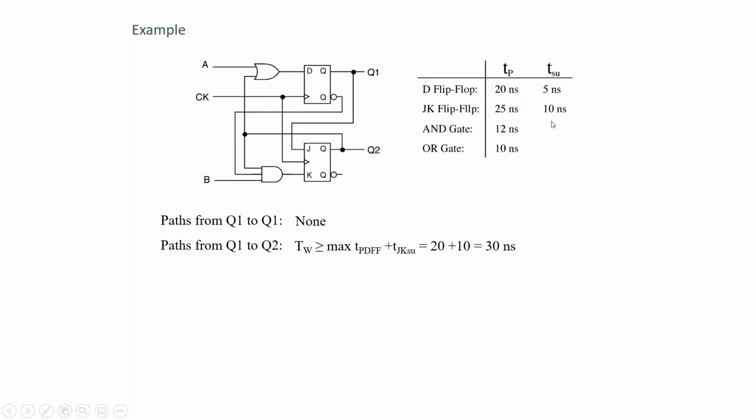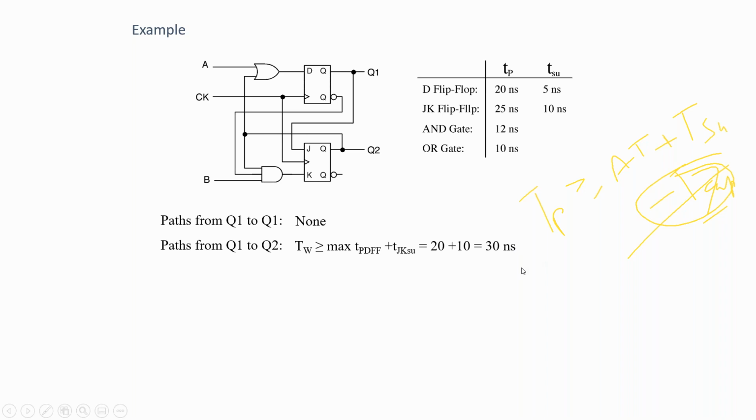The formula also we derived, right? What was the formula? Time period should be greater than or equal to arrival time plus T setup minus T capture. And here T capture is there is no any clock delay. So this is 0. So arrival time plus setup time. Arrival time is nothing but only this flip-flop delay, that is called the D flip-flop delay. That is 20 nanosecond. 20 plus 10 is 30 nanosecond. Okay. This is for path 1.